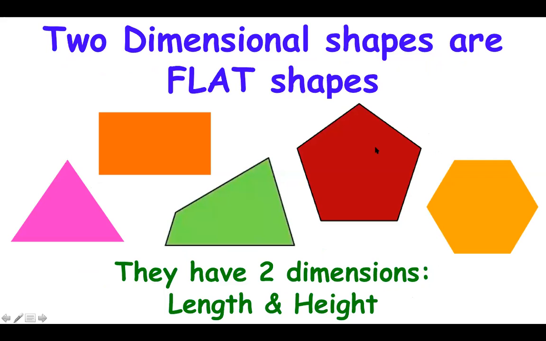Let's explore two-dimensional shapes now. Two-dimensional shapes or 2D shapes are flat shapes. They are not fat shapes. They are flat shapes. And they're flat because they only have two dimensions. They only have length, which is how long they are, and height, which is how tall they are. They don't have width. They are not wide, which is why they are not fat. They are flat shapes.